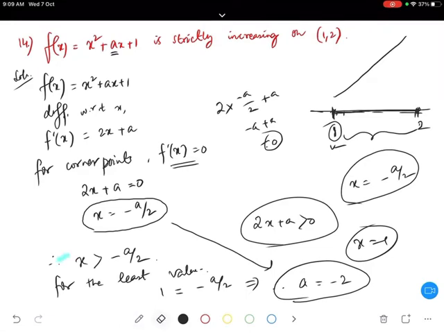Achha, this thing you don't have to write. Forget about it. You just have to write x is equal to minus a by 2. Then for the least value, you write x is equal to 1 for the least value. Now let's move on to the next question. This question is important.